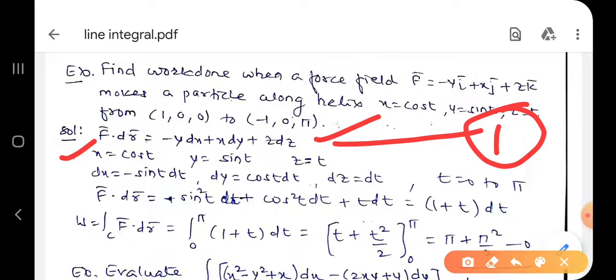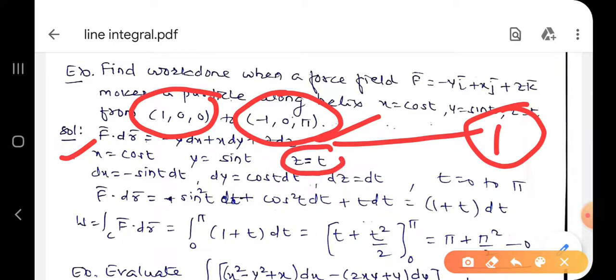And our limits of t we have to find from the first point x, y, z and the second point x, y, z. Here it is very easy. See, x equal to cos t, y equal to sin t, and z equal to t. So z equal to t means the limits of z are the limits of t. What are the limits of z? 0 to pi. So my t has values 0 to pi. For the others also you can check.